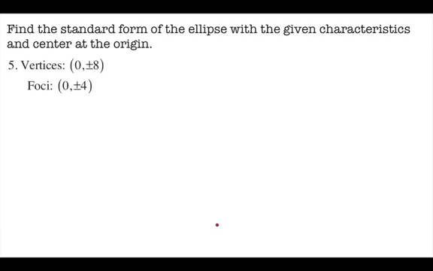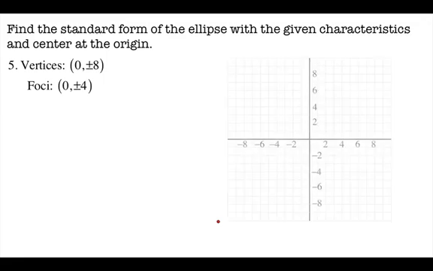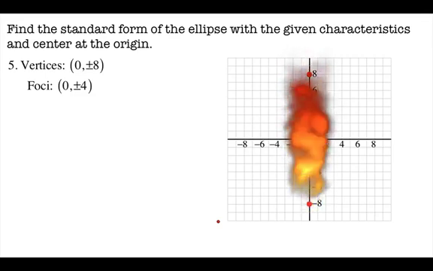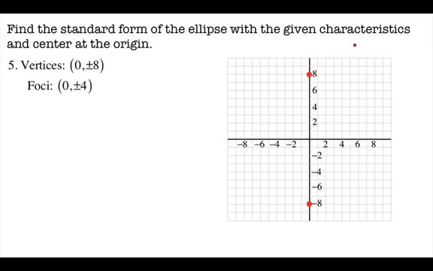It says find the standard form of the ellipse with the given characteristics and center at the origin. So you're given the vertices and the foci. You don't have to graph it, but it's going to help us see this better. So the vertices are 0 plus or minus 8. So I can go ahead and graph them. And I notice that my major axis is vertical.